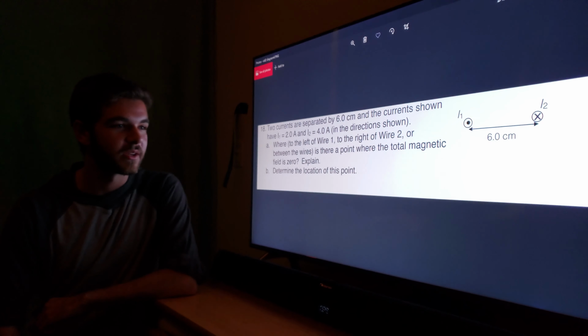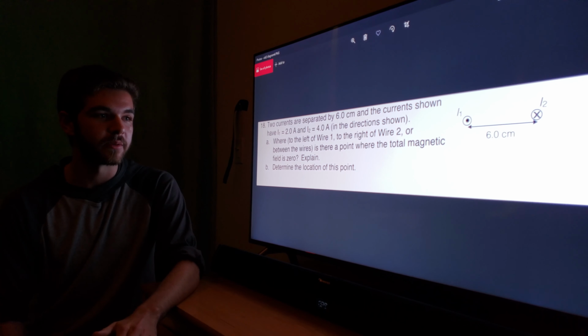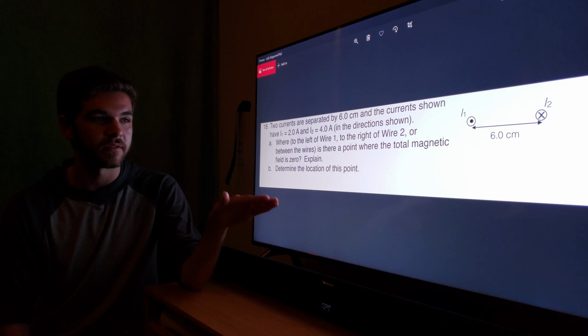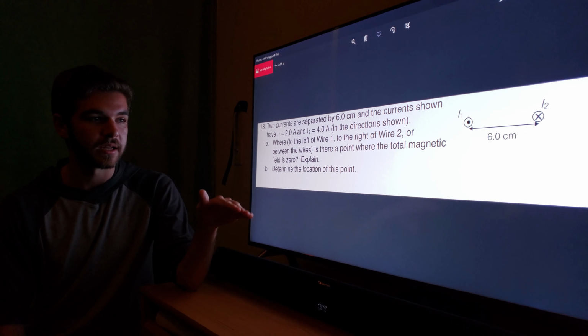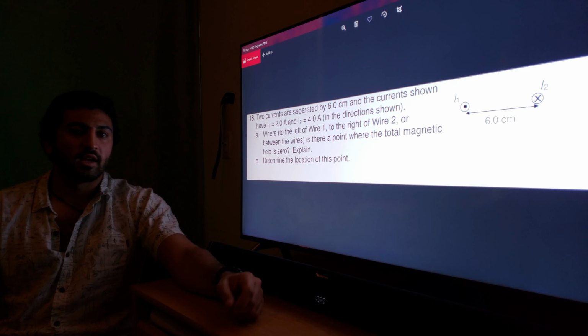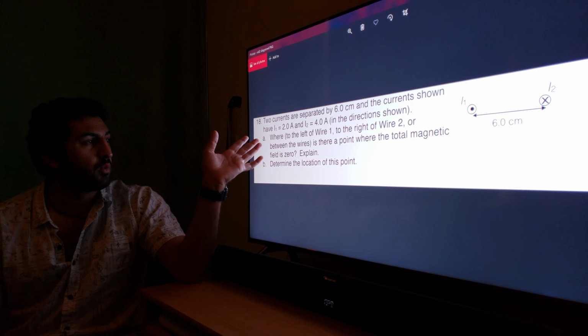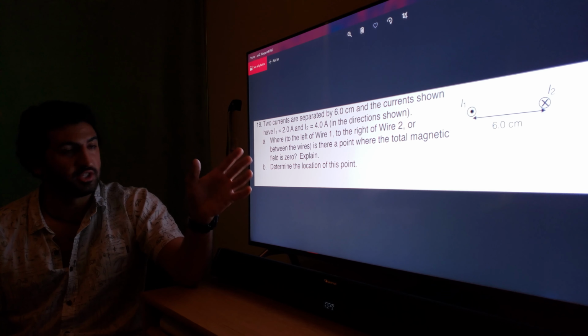Okay, so now that we have the equation for the magnetic field and we have it as I over R, and we have two currents, we can set up a proportion of I1 over R equals I2 over R. Now that we know that the 0 point is to the left of I1, we know I1 is equal to 2 and that I2 is equal to 4.